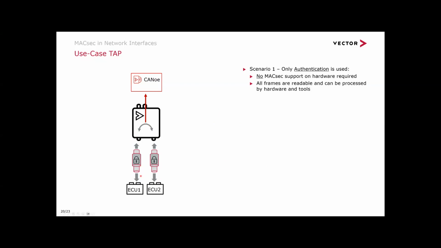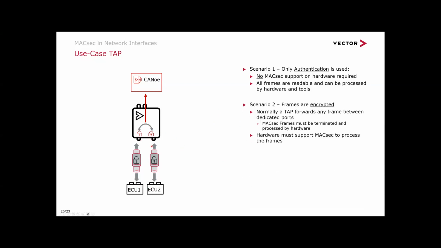But if you have some kind of encryption running, then we are in scenario two, and you need to share the secret of your network also with the interface so that we can encrypt and decrypt the frames and forward them to CANoe. So this is the case where you also need a network interface for the tap use case, and therefore the hardware must support MACsec. This is just a quick overview of the relevant use cases.